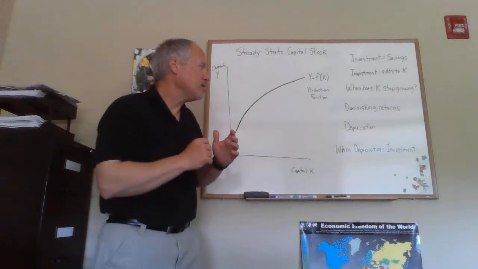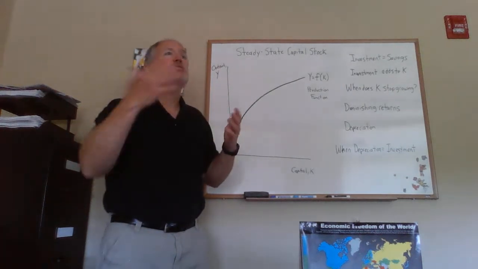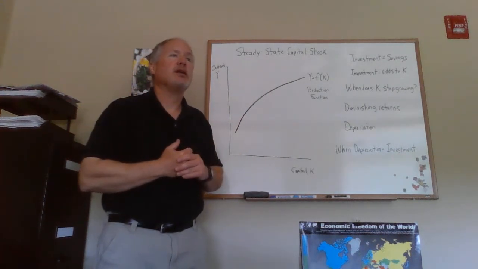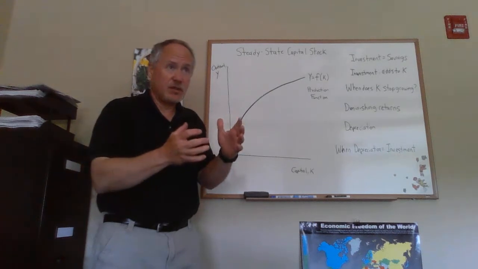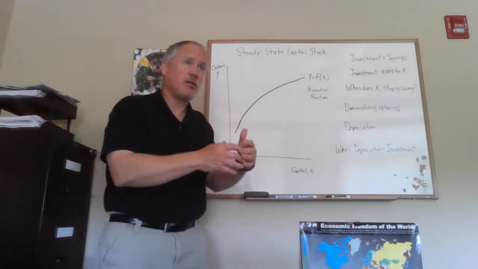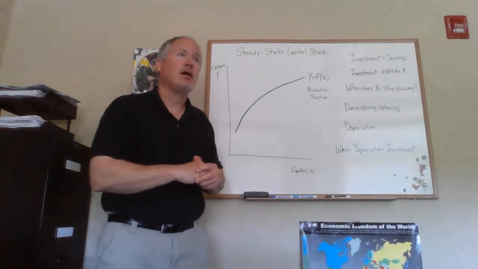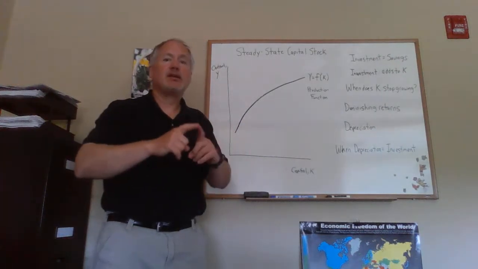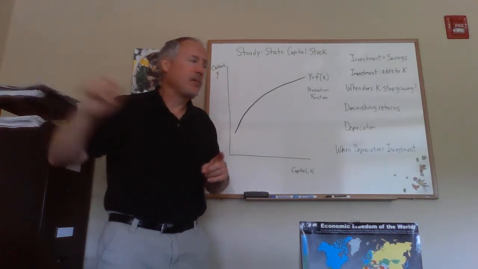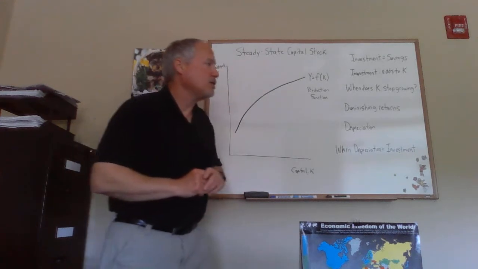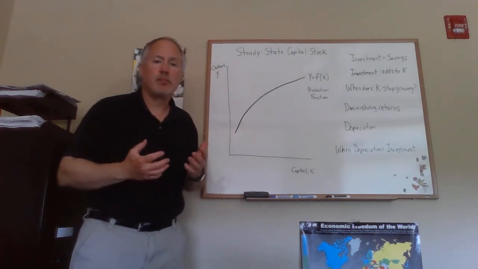So with a fixed supply of savings, when do we get to no longer having the capital stock increase? Well, with a fixed amount of savings every period, we can have investment every period, and we're adding to the capital stock. But that doesn't mean that the capital stock continues to increase forever. And that's because there's another factor that we have in here, and that's depreciation.